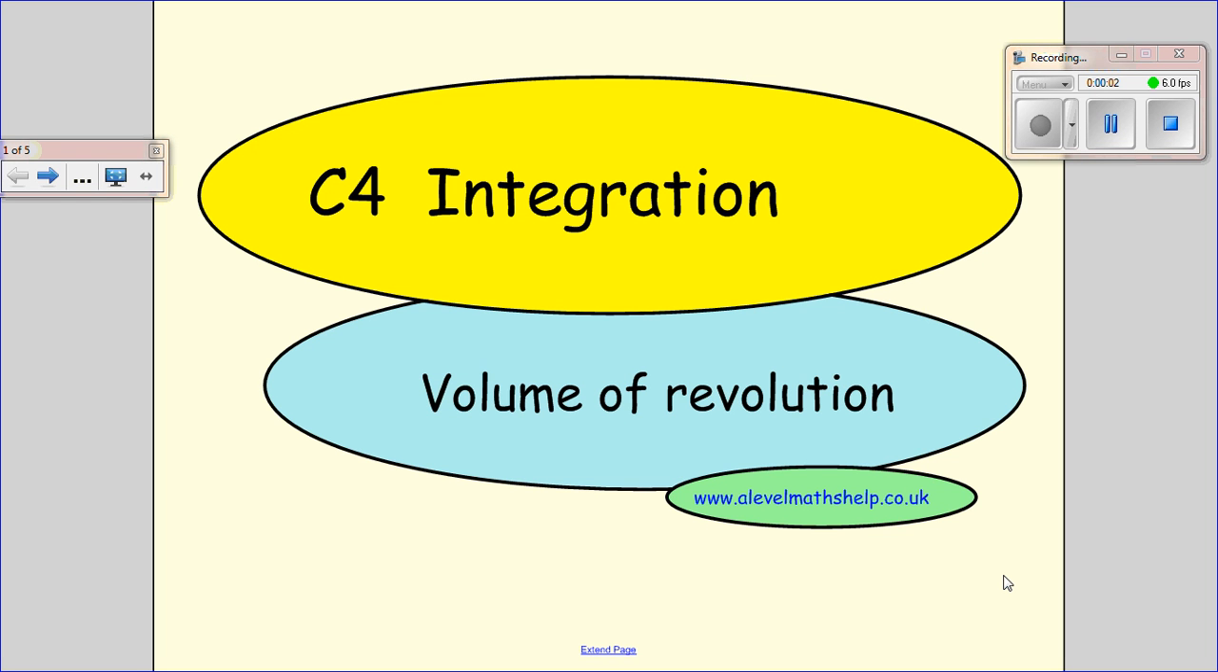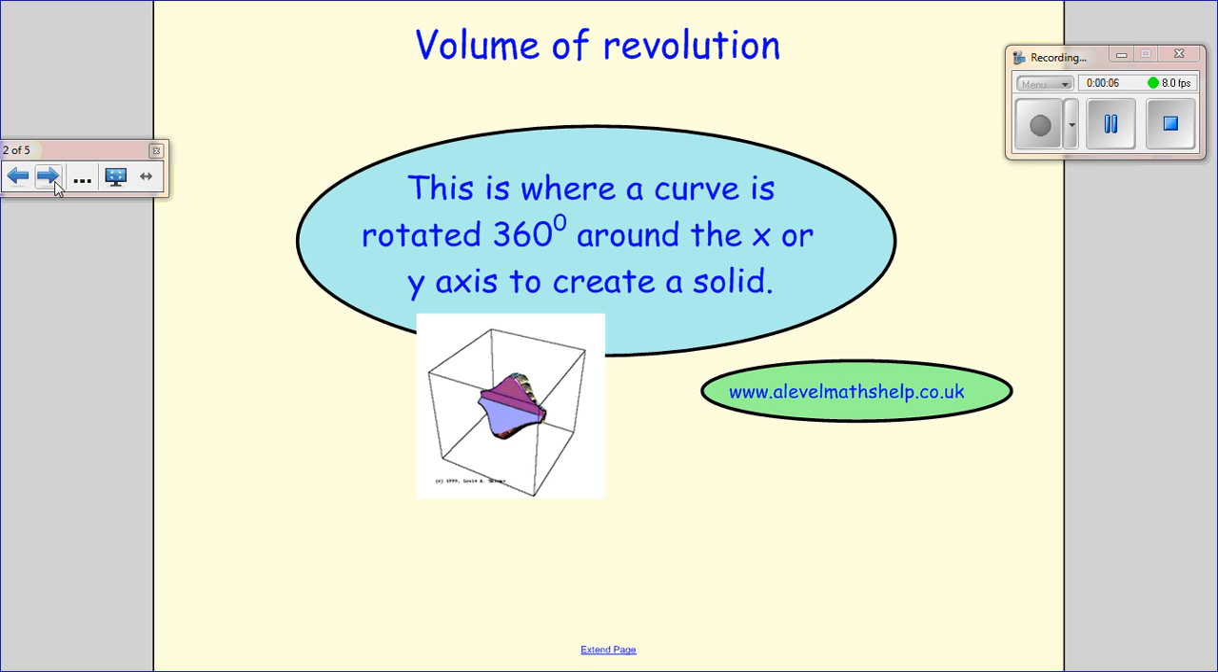Hi, so in this video we're going to be looking at finding the volume of revolution. Now when we talk about the volume of revolution, we're talking about the volume created when a curve is rotated 360 degrees or 2 pi around the x or the y axis.